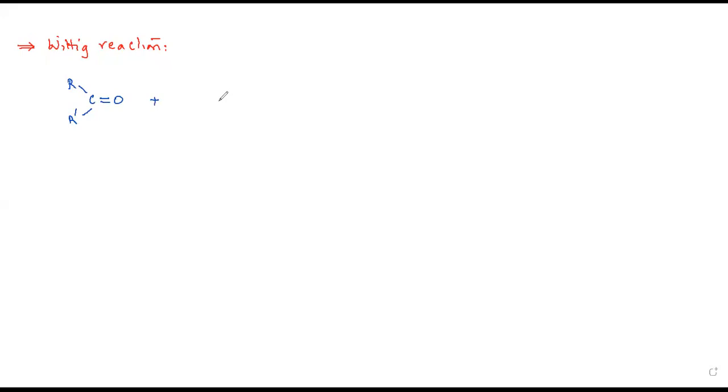Now, when this is treated with something called phosphorus ylide, look at this. We'll give you the full-fledged mechanism, but for now, just see the overall reaction. So this is called phosphorus ylide. See this, interesting.